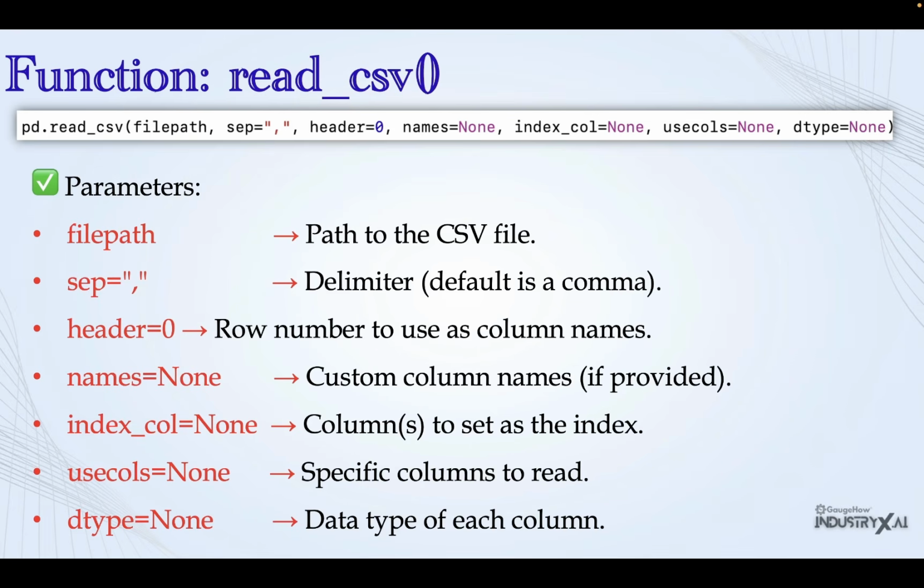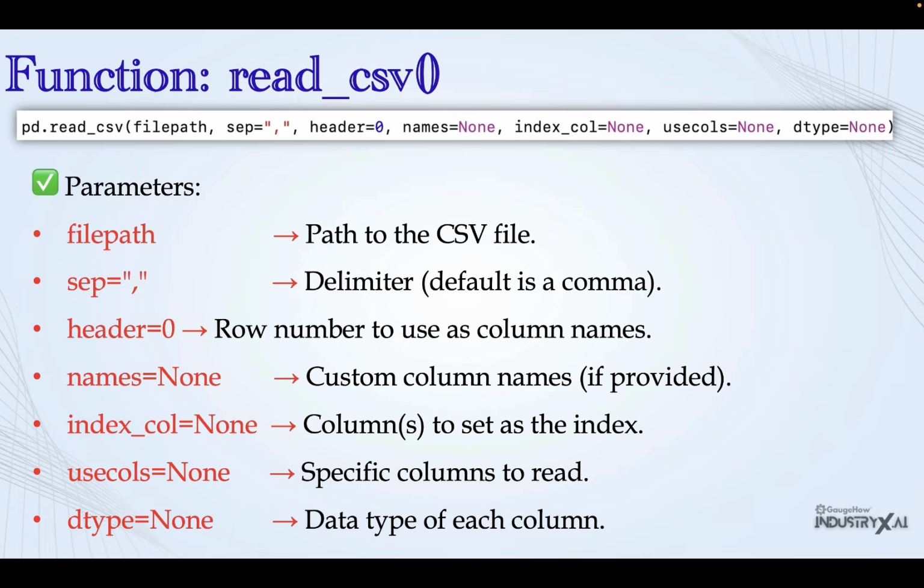In the same way, the index column can also be set. Next is usecols. Here we will pass the columns which we want to read, and the last is the data type of each column. So compared to the read Excel functionality, one parameter is changed, and that is the separator. Here CSV refers to comma separated values, but other than comma, you can also pass many different required separators.